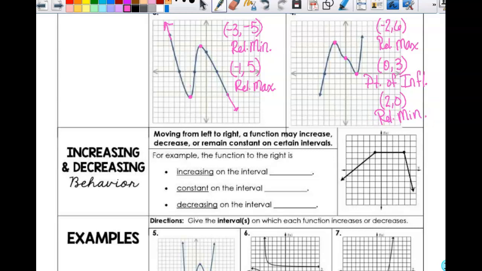Any questions at all over identifying those critical points? All right, you'll have some questions on Delta Math that just ask you how many there are, and then some that ask you specifically what they are. All right, so let's move on and talk about increasing and decreasing then.